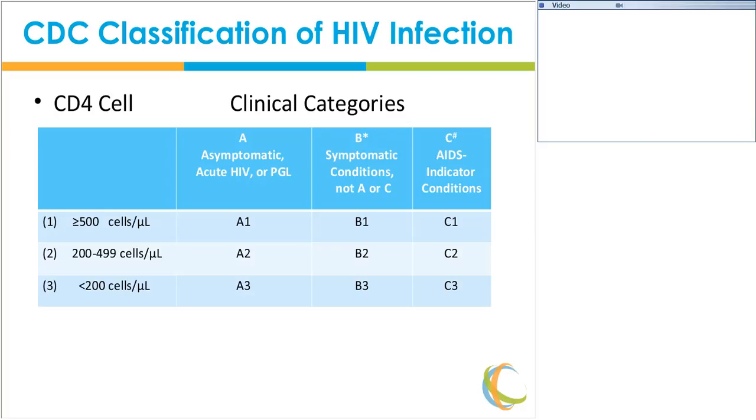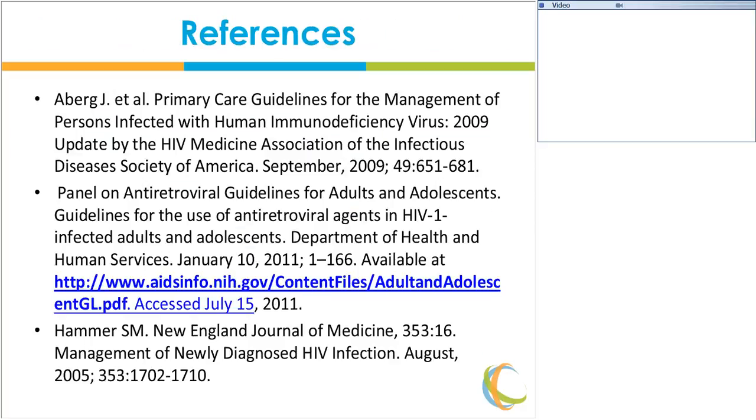If you see these categories from CDC or from the World Health Organization classifying patients as A1, B3, C2, don't worry about it so much for now because we'll explain it at another time. And with that, I'll open the floor to questions.